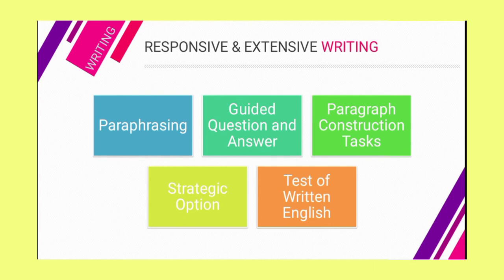Next is the kinds of activity in the responsive and extensive writing. The first activity is paraphrasing. Paraphrasing means formulating someone else's ideas in the student's own words. To paraphrase a source, the students have to rewrite a passage without changing the meaning of the original text. Paraphrasing is an alternative to quoting, where the student copies someone's exact words and puts them in quotation marks.